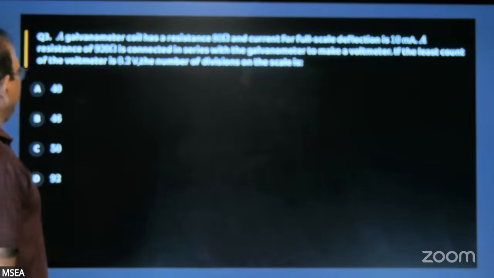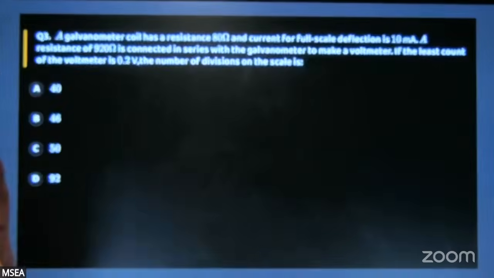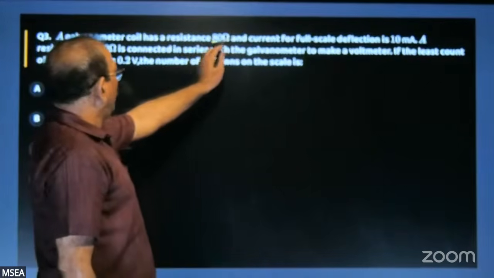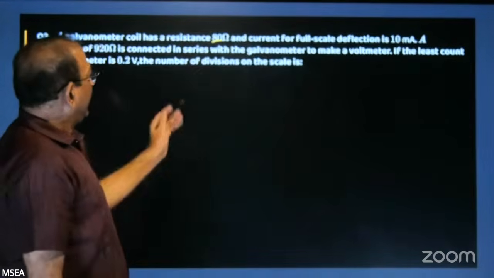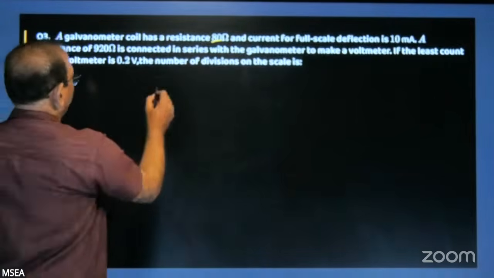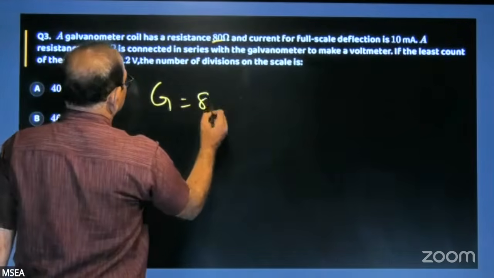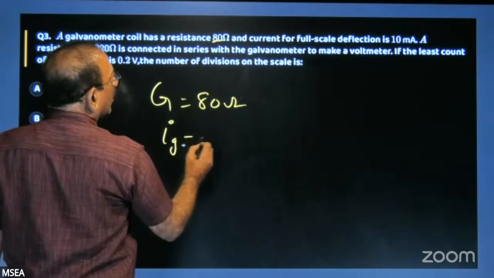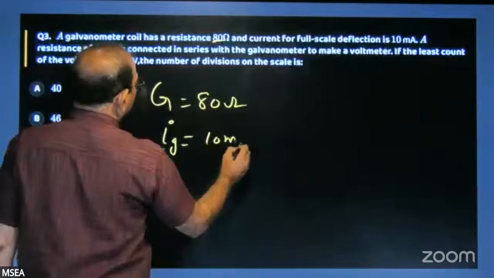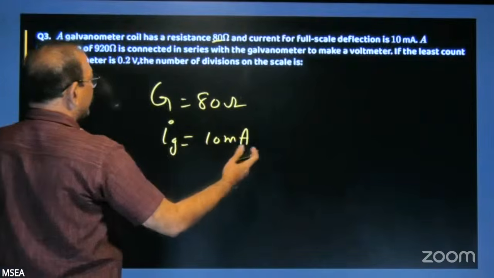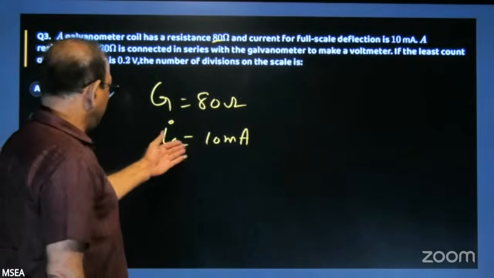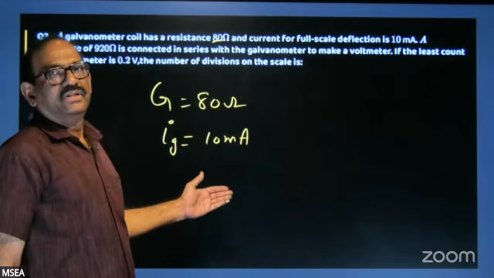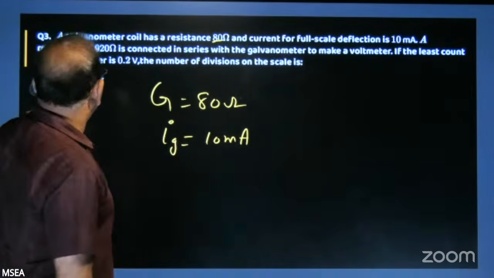A galvanometer coil has a resistance of 80 ohm and the current for full scale deflection is 10 milliampere. Galvanometer resistance is 80 ohm, and the galvanometer needs 10 milliampere for full scale deflection. This means it is the maximum current that it can measure.